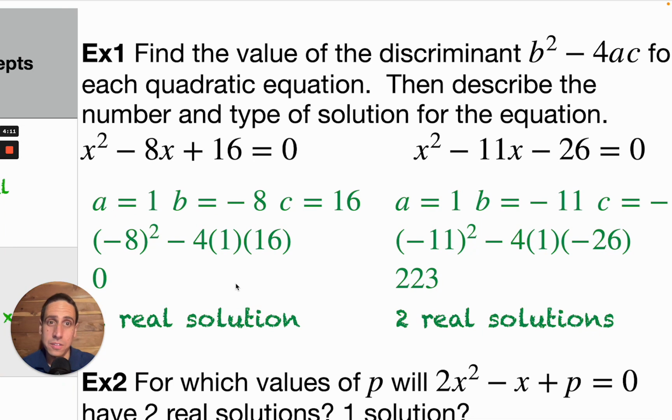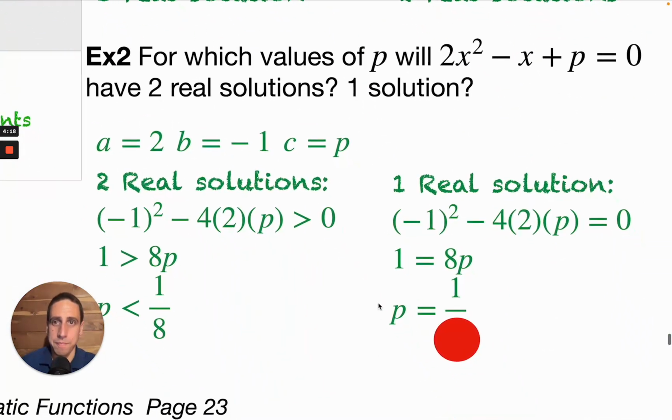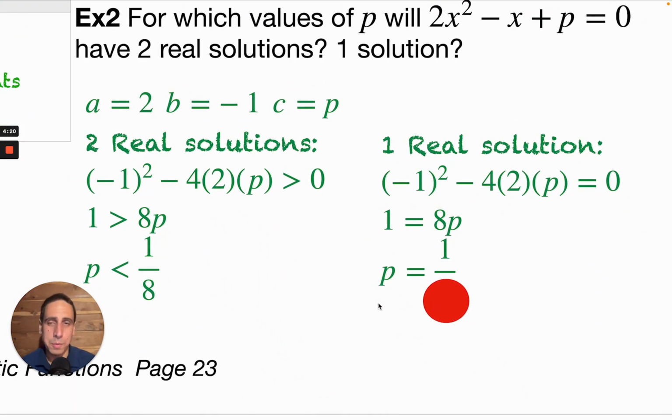The easier questions on alex.com will just be like, how many solutions are there? You'd be like, oh, there's 2, or there's 1, or there's none. So here's how it could look a little bit harder, and this is taken straight from the SATs. For which values of p will 2x squared minus x plus p equals 0 have two real solutions, or one solution? Here's just another example of them taking a normal skill, like finding the discriminant, like we just did, and asking you to kind of move forward, even though there's a letter where you expect there to be a number.